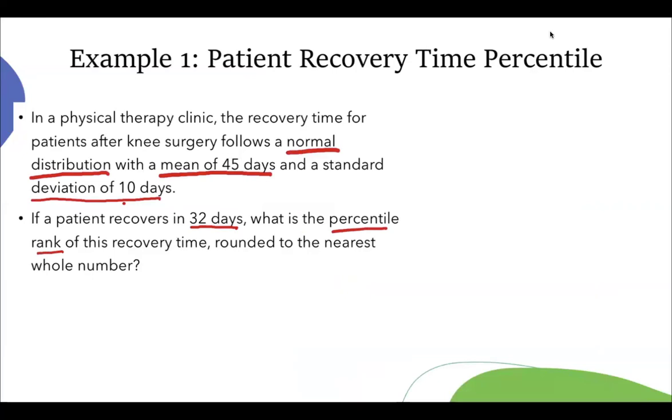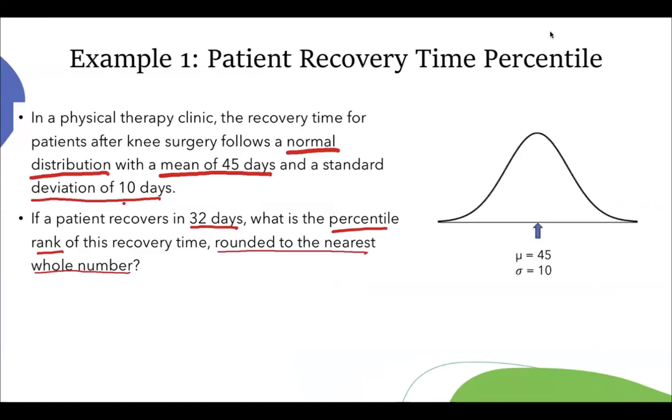Okay, so percentile ranks are always expressed as whole numbers. So in order to find that whole number, we'll turn the proportion of area into a percent first, and then round to the nearest whole number. So let's make a picture. This is what the distribution of recovery times looks like with an average recovery time of 45 days. And in particular, we have a patient who recovered in 32 days.